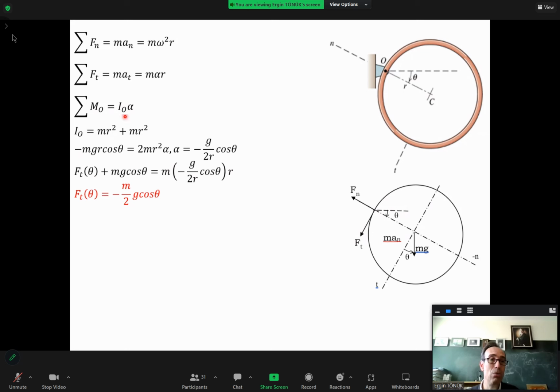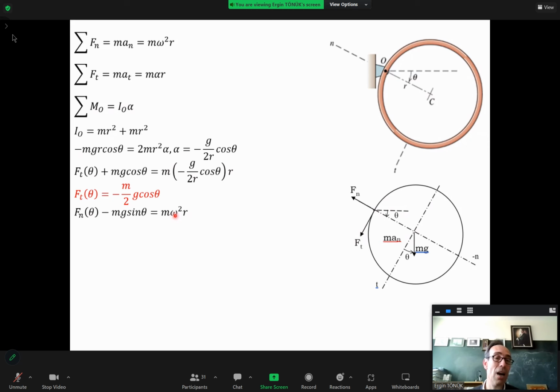Now I would like to find also Fn where I will have a little trouble. What I want is Fn as a function of theta, and this mg is going to have an m g sine theta opposite to Fn. That's why I have a minus sign in the front, equal to m omega square r. Now here the trouble is, okay, that's a function of theta, but here I have the angular speed.